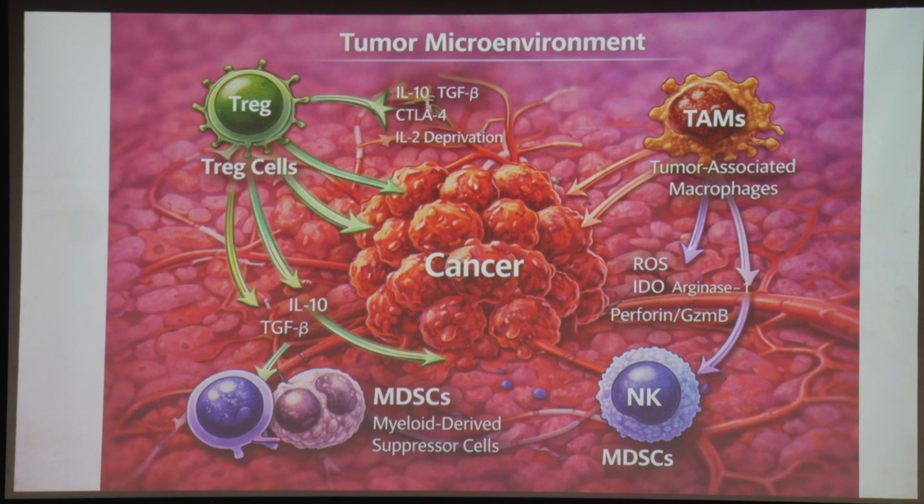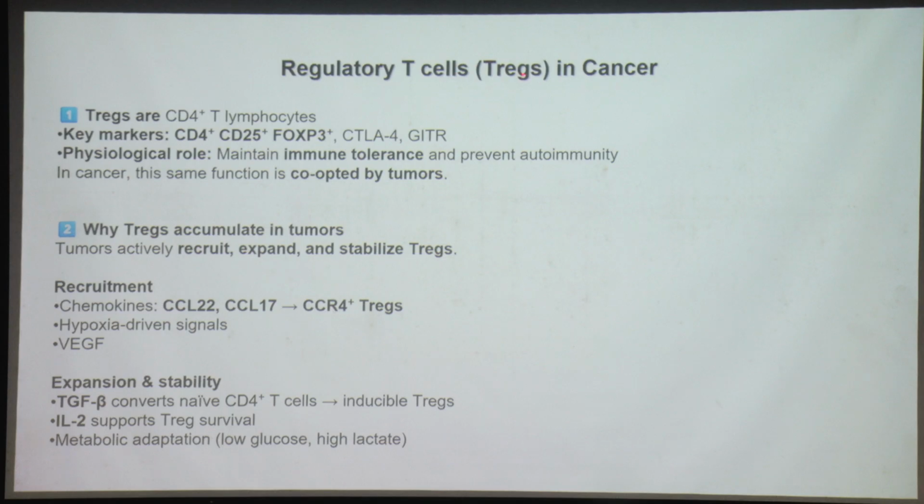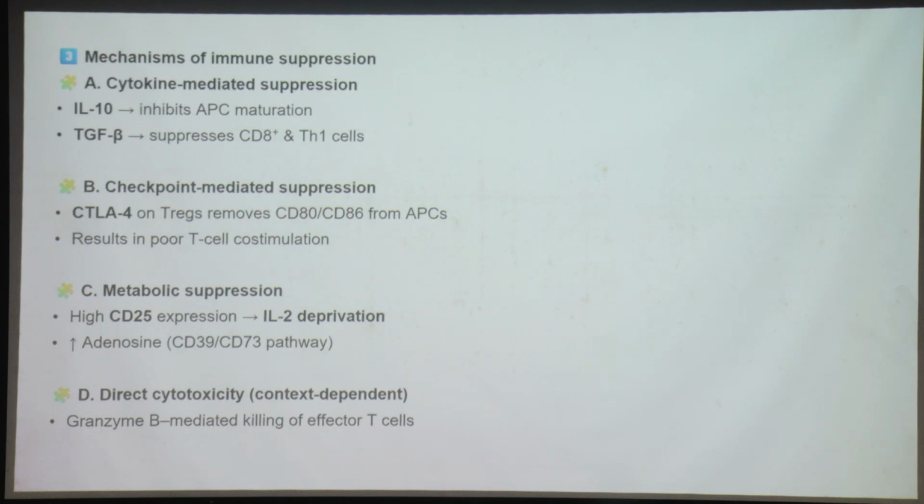So these are MDSC cells, these are TAMs, all bad cells promoting cancer. So TREG cells, these are the ones which express CTLA4. Tumors actively recruit, expand, and stabilize TREGs, and then once they are really stable, they also promote angiogenesis. They're all bad guys, okay, recruited by the tumor cells.